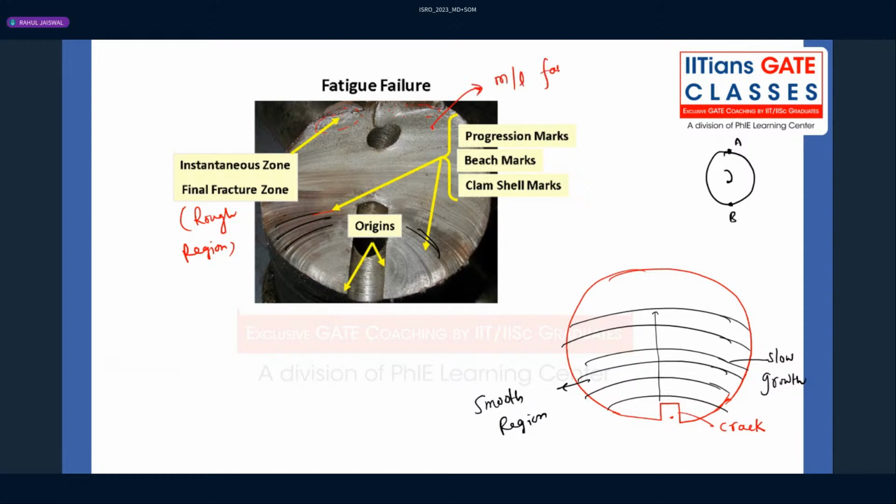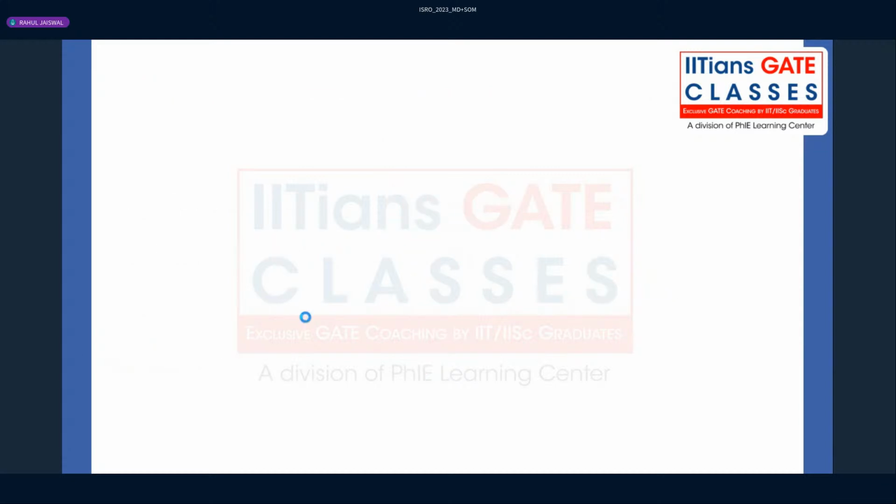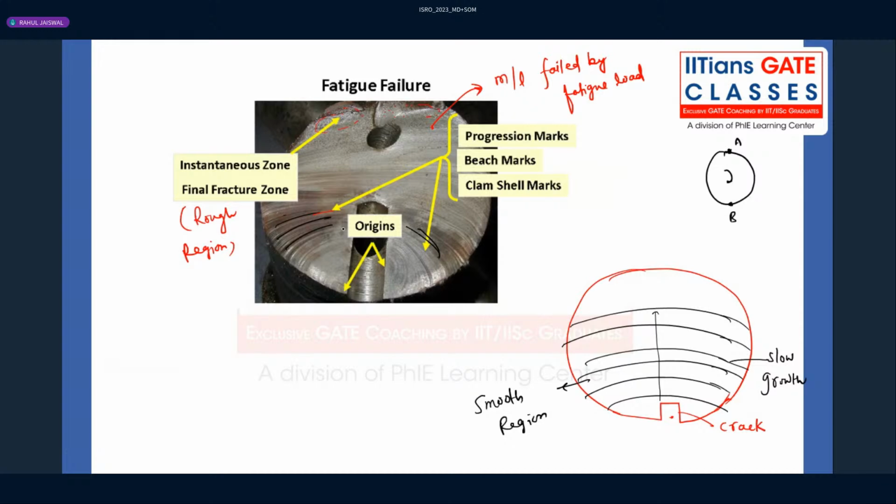This material failed by fatigue load. That is a fatigue failure. Otherwise, when you look at the options, you can simply eliminate it, because beach or clamshell marks we never see in granular fracture, cup and cone fracture, or other fractures. That is the nature of ductile and brittle fracture. So definitely it has to be between C and D. Again, creep failure will not be that much damaging when you understand the name of beach and clamshell I'm talking about. So you can easily guess.